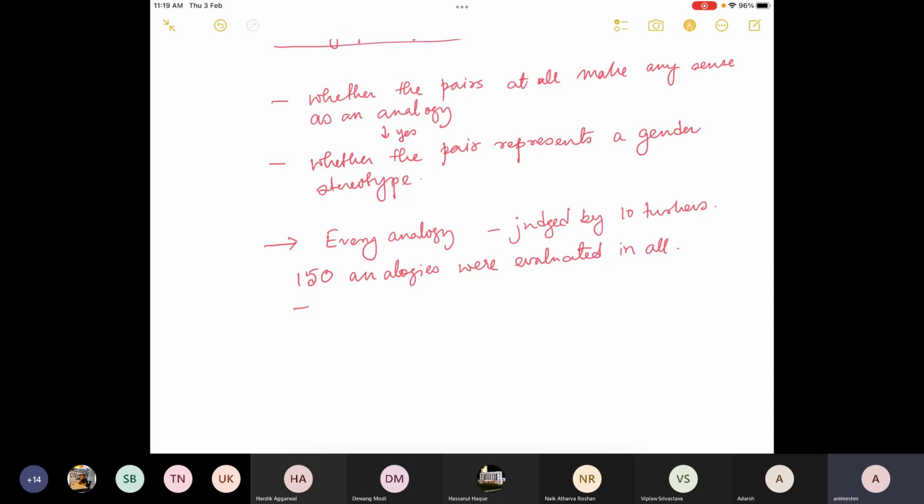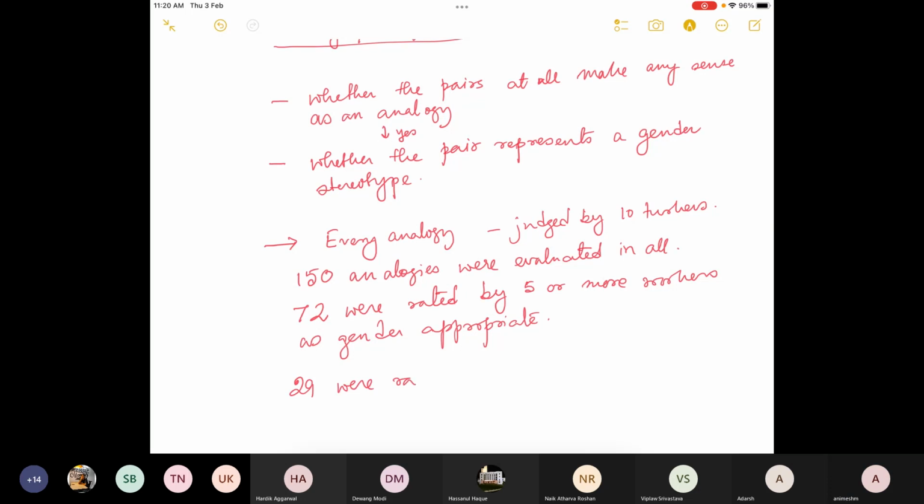Now, out of this, 72 were rated by five or more workers as gender appropriate. That is, there is no bias. And 29 of them were rated by five or more workers as gender stereotypes.